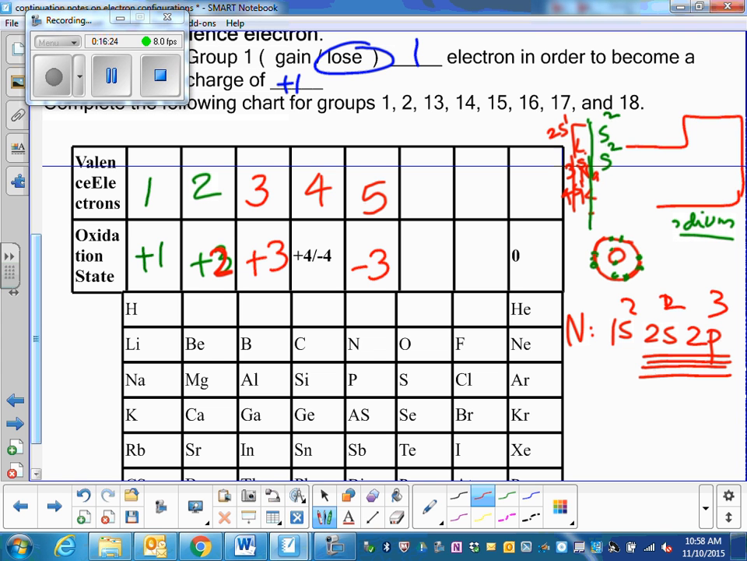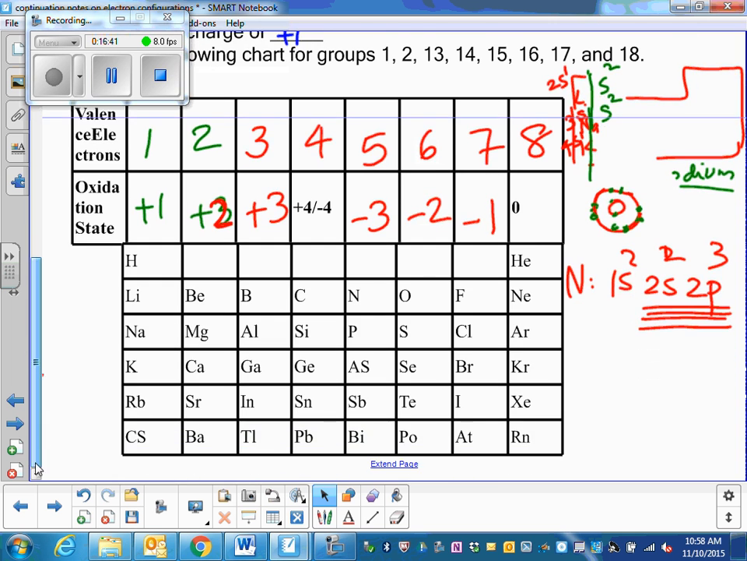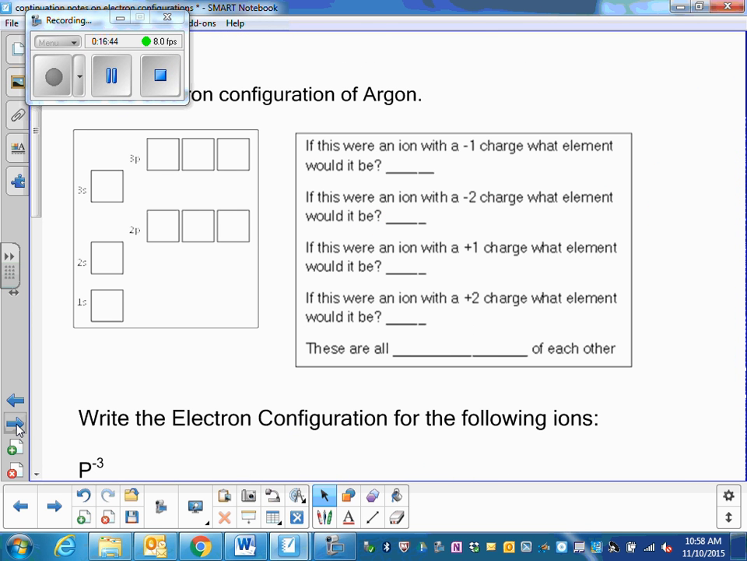So the pattern follows: with 6 valence electrons, they will gain 2; with 7 valence electrons, they'll gain 1. Noble gases do not gain or lose, they do not make ions. Does that make sense? Do you understand this pattern? Okay, now let's move over to the next page.